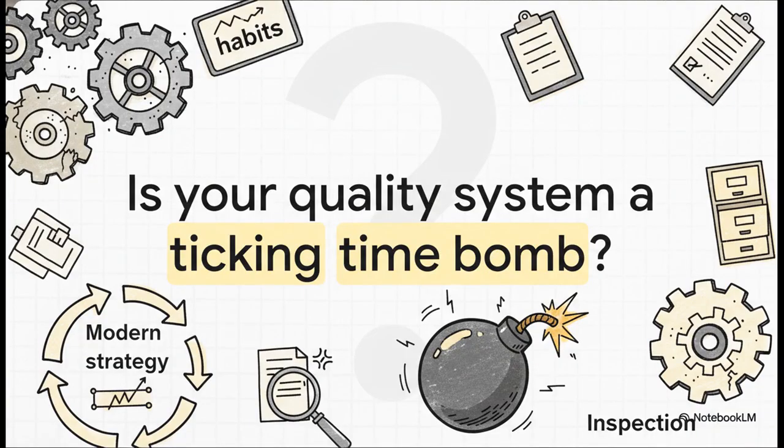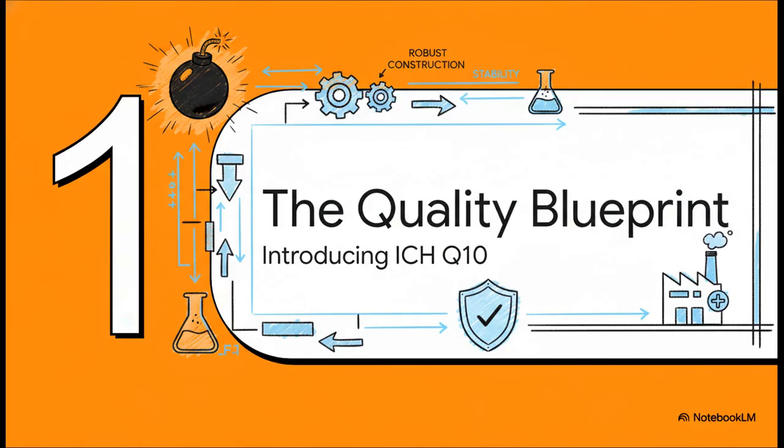So I'm going to start with a pretty tough question, and I want you to be honest with yourself. Is your quality system a modern, strategic asset, or is it just a collection of old habits that could blow up in your face during an inspection? Seriously, if you're still treating quality like it's just the police department, you might be sitting on a ticking time bomb. But hey, don't worry. There's a way to defuse that bomb and build something way more robust in its place. And that blueprint? That is ICH Q10.